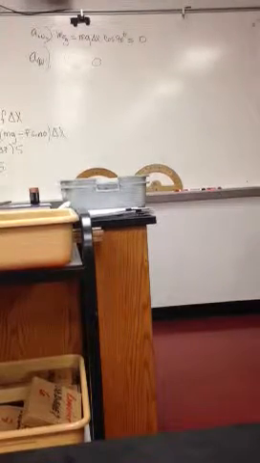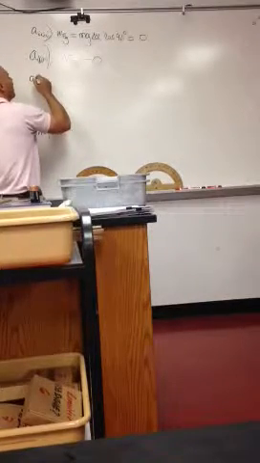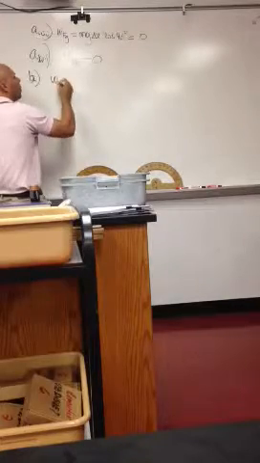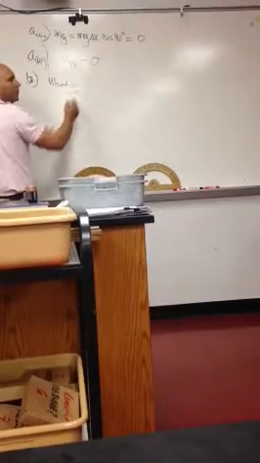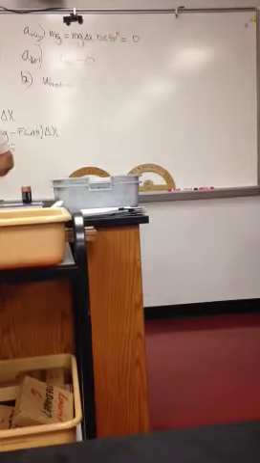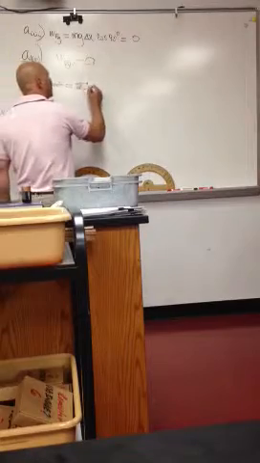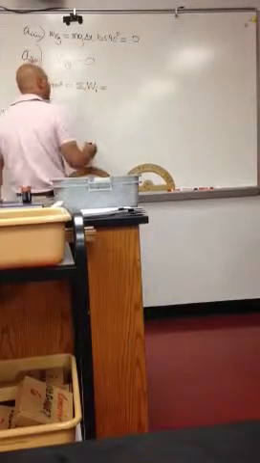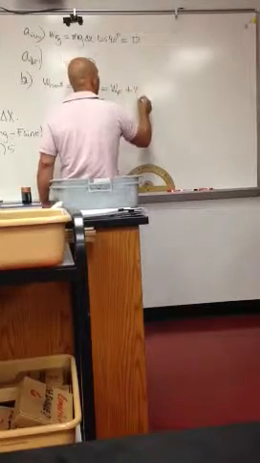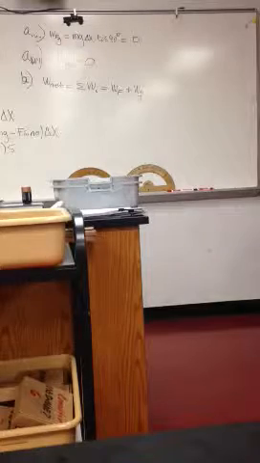And finally, how can we find the net work? Part B. How can we find the net work? We add all the work. Because it's a scalar, it doesn't matter if it's along x or along y. So you just add all the work. In this case, it will be the work done by F plus the work done by the friction. Remember, this is negative.